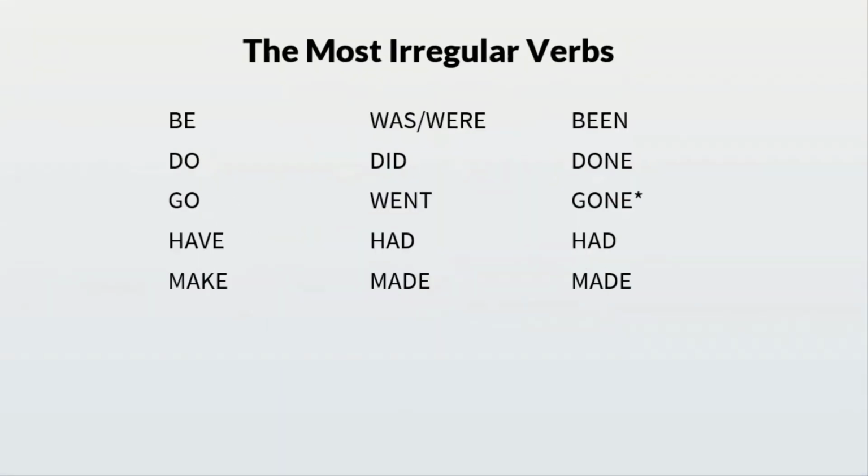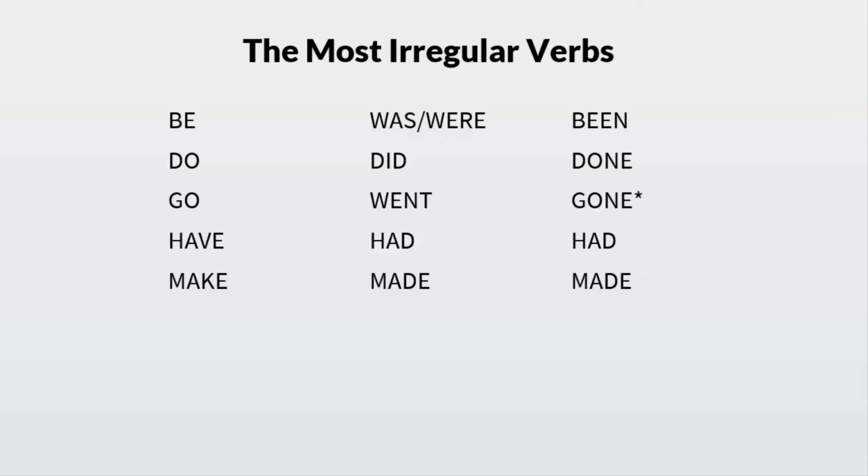Our next to last group are the most irregular verbs in English, but also the most important verbs to learn in English. These are the first ones you should learn because be is probably the first verb you learn from zero. Do is probably the second or third verb you learn from zero. Go, have, and make round out five of the most important verbs in English.